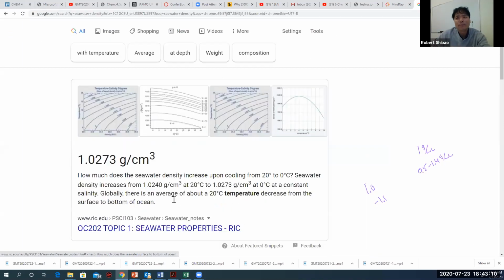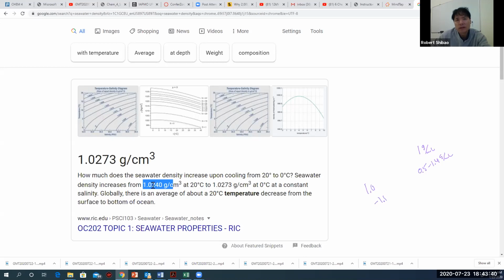And you can see the temperature of the ocean varies, and the density of seawater varies with temperature. The temperature of the ocean varies, it says, about 20 degrees C from surface to bottom. And so the density varies from 1.024 to 1.0273. It's not a huge difference in density. So about 1.03, maybe 1.02, and so between 1.02 and 1.03.